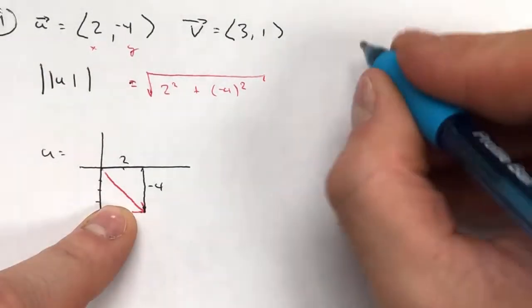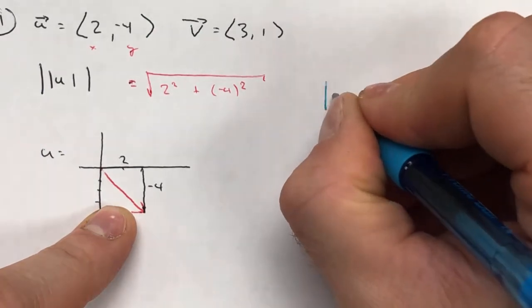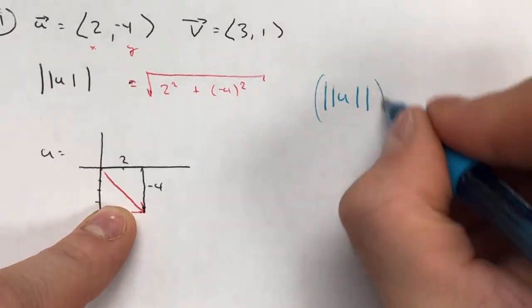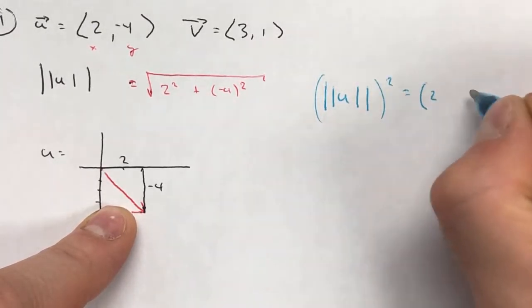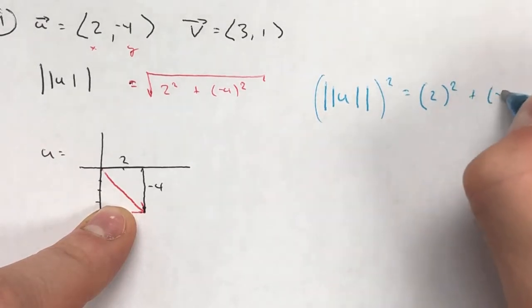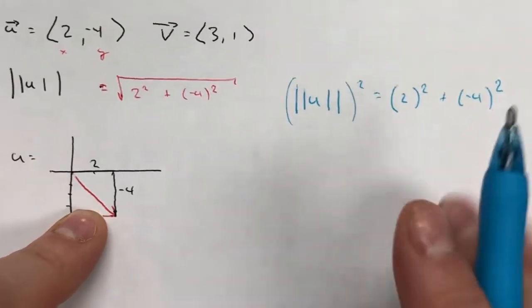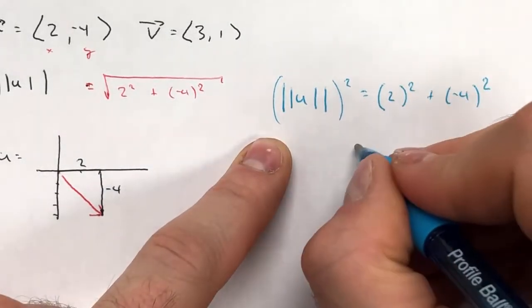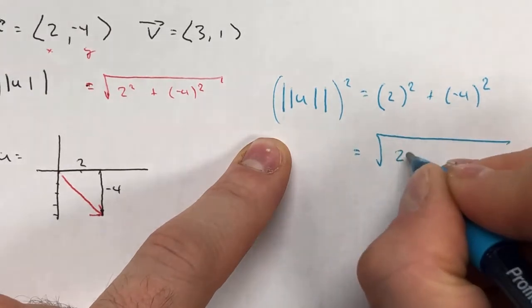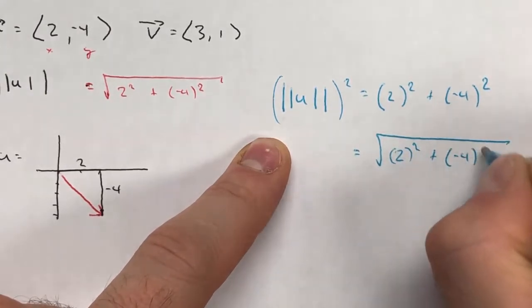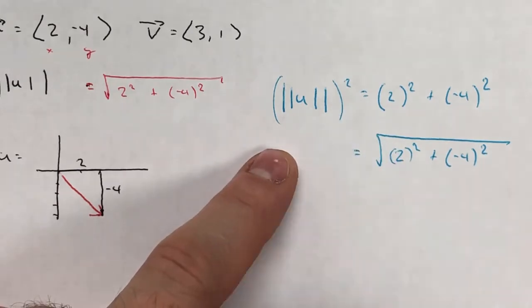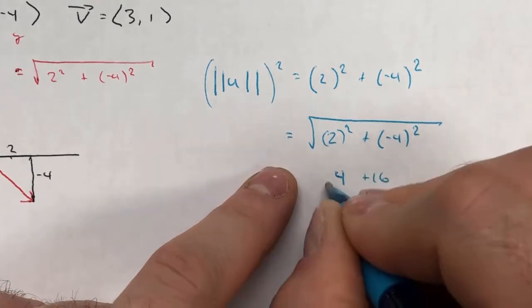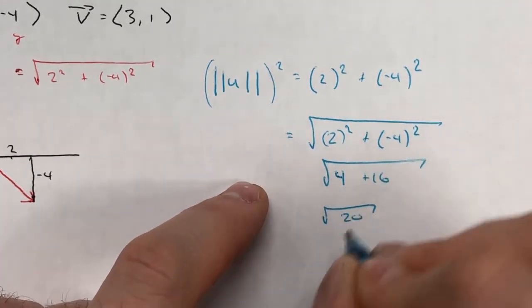So if I were to set that up, I know u squared is equal to 2 squared plus negative 4 squared. So if I square root that, I'll end up getting this over here. So either way, 2 squared plus negative 4 squared, boom, I get the same thing after one step. So 2 squared is going to give us a 4 plus 16. I'm looking for the root 20.